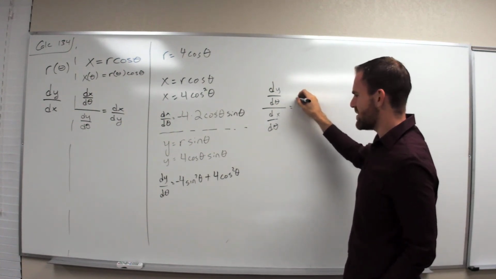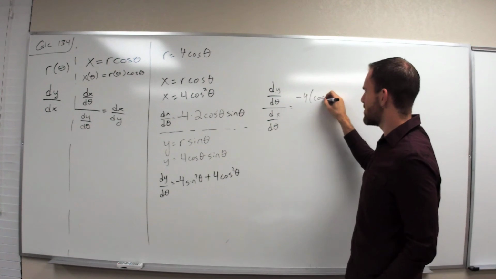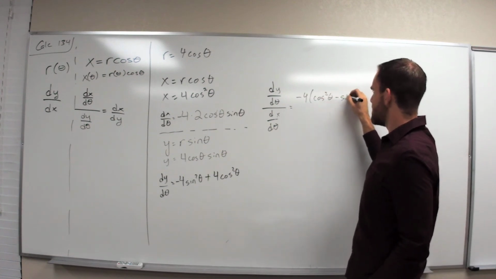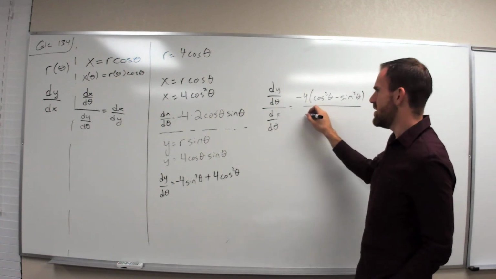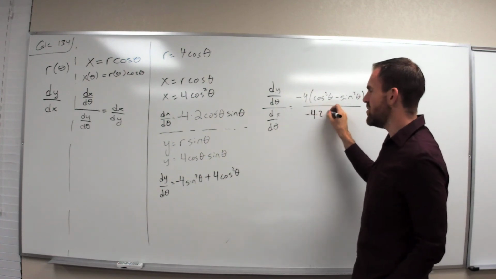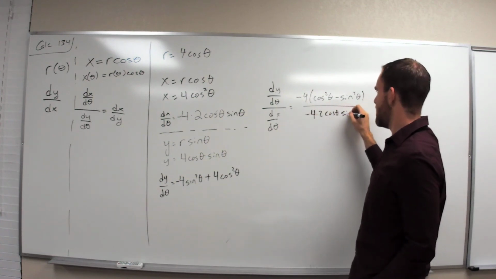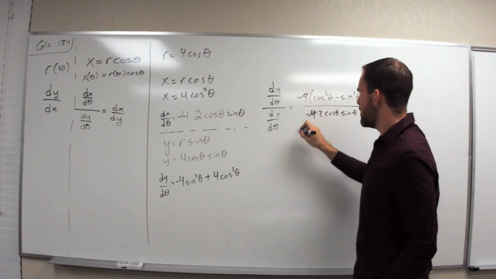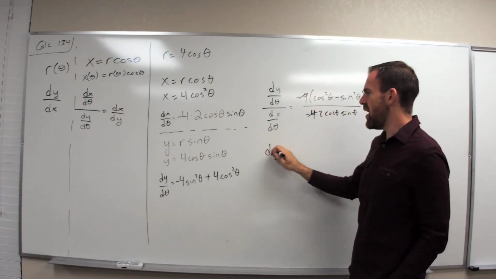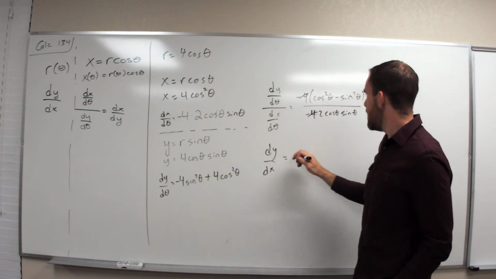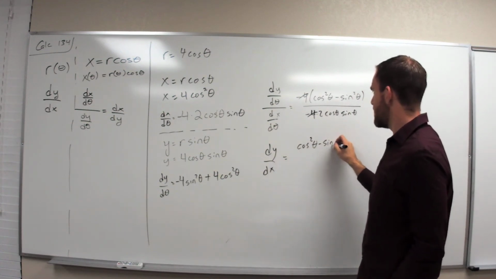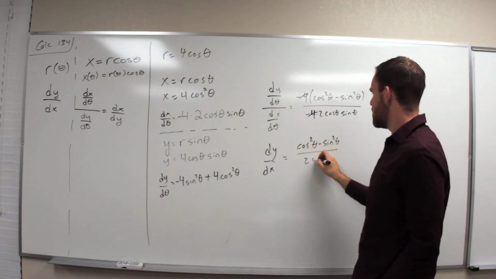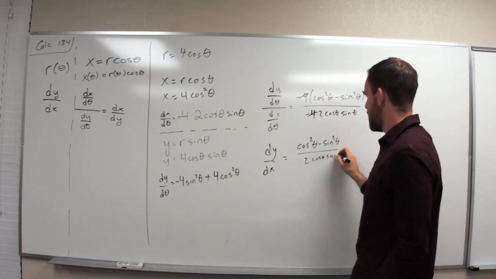Dy by dx is negative 4 times cosine squared minus sine squared, divided by dx by d theta, negative 4 times 2 cosine theta sine theta. Now, the negative 4's cancel, and so my dy by dx is cosine squared theta minus sine squared theta over 2 cosine sine.